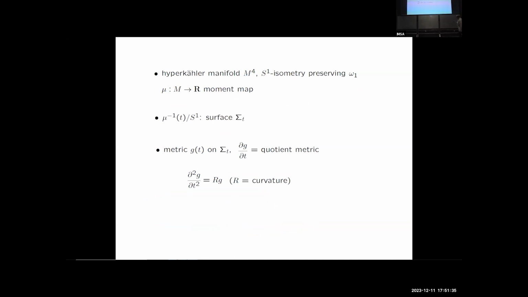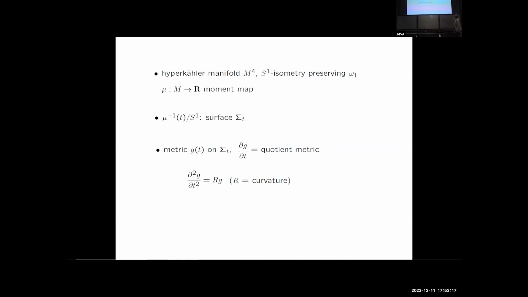As a matter of fact, there's a very natural way of writing the equations. So this is a little on the side, but I thought maybe I'll put it in there. If we have a hyperkähler manifold, like an LE space, with a circle action, then you've got a moment map that corresponds to the circle action for the Kähler form. And then you can take a Kähler quotient, the inverse image of t with respect to that moment map in the circle, and then you get a surface with metrics.